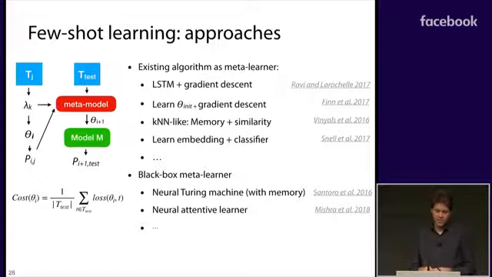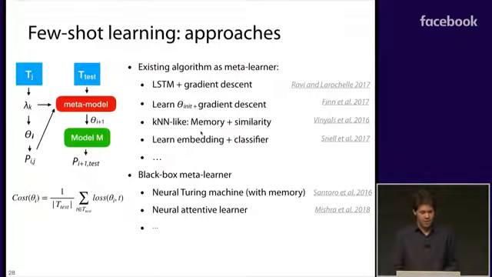There's a whole range of techniques to solve this problem, and different ways of building meta models. So one thing you can do, you can start with an existing algorithm as a meta learner. You can, for instance, start with an LSTM, and you do gradient descent. I'll talk more about this soon. Another very popular approach is MAML, where you just learn the initialization of your network, and then you do gradient descent.